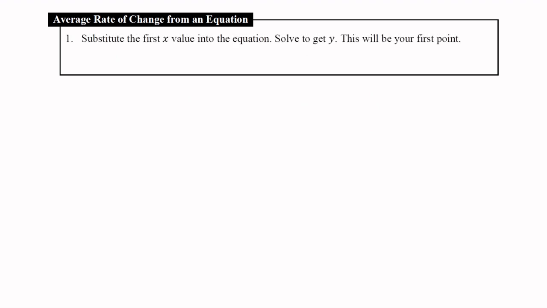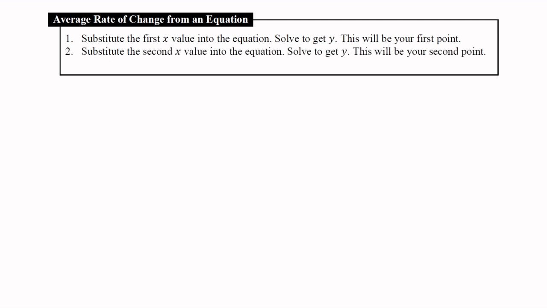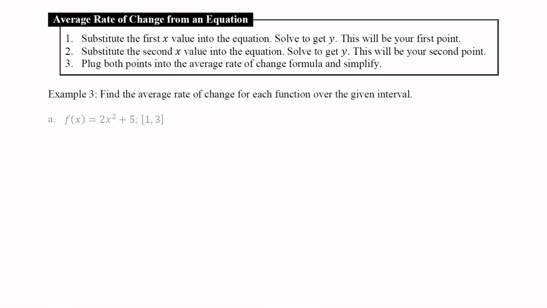So let's take a look at average rate of change from an equation. First, you're going to substitute the first x value into the equation to get y. Then you're going to substitute the second x value to get y. This will give you 2 points that you can use in the average rate of change formula. So let's try it out. We have f of x equals 2x squared plus 5, and we're going along the interval of 1 to 3. So this interval tells us our x values that we're going to be using.